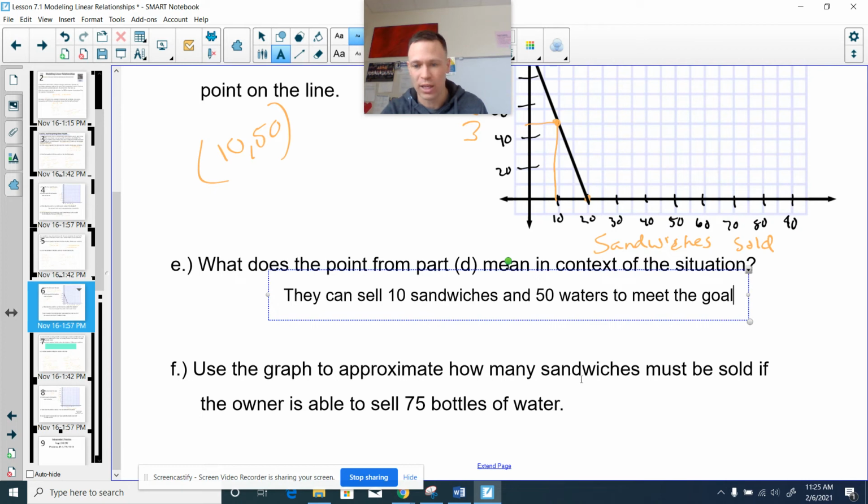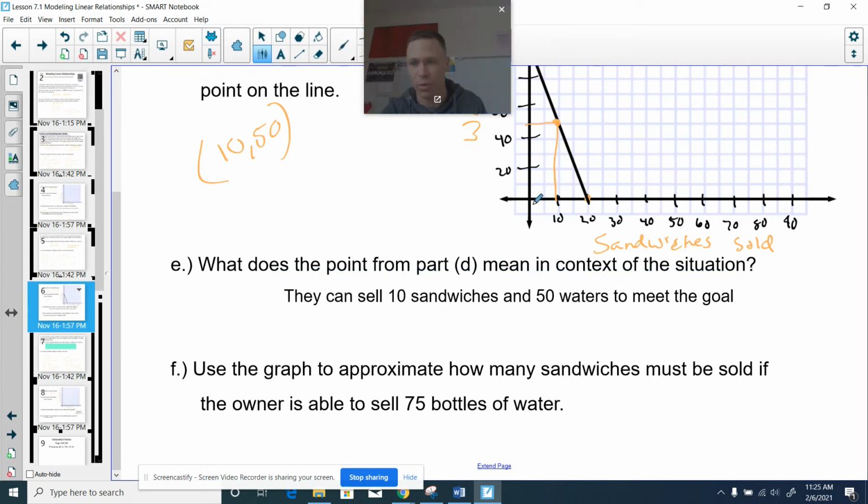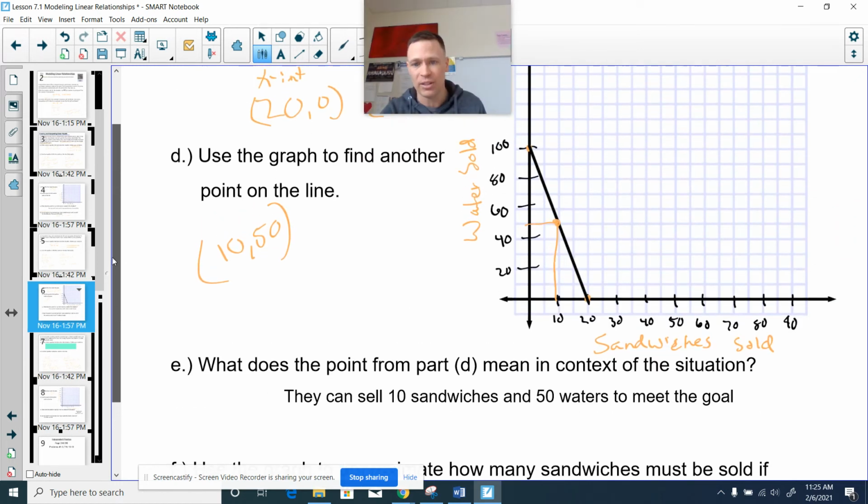Use the graph to approximate how many sandwiches must be sold if the owner sells 75 water bottles. So 75 water bottles. Now that is a y value. It's not an x value, right? Waters sold is right here. So if this is 60, that's 70. 75 is about there. So I'm going to approximate.